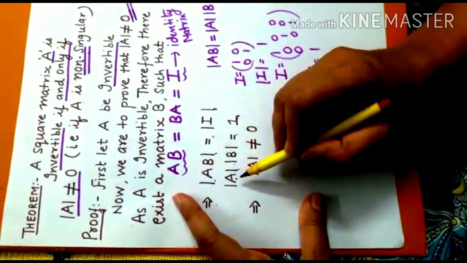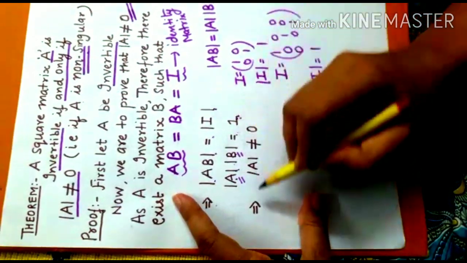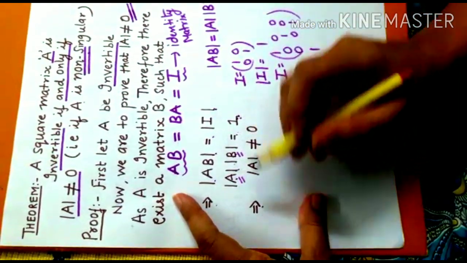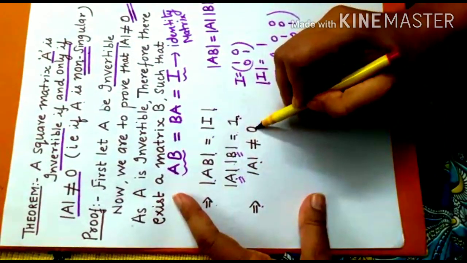Here the product of two numbers is equal to 1. So this will imply that determinant A is not equal to 0.